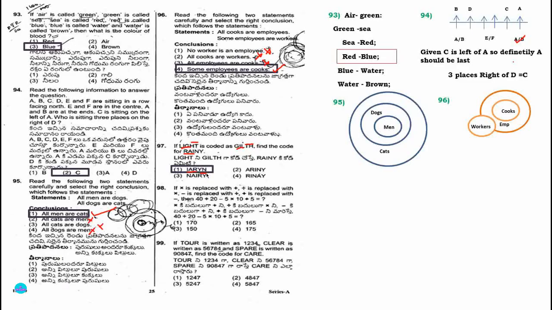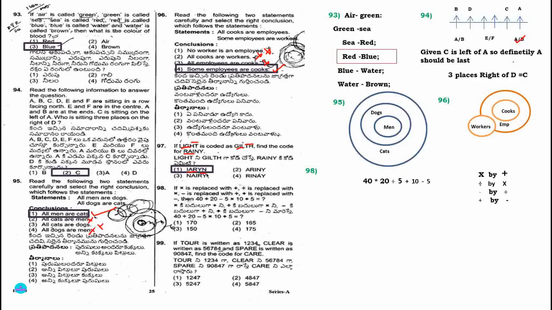Option 1. Now next, if multiplication symbol is represented by plus, division is replaced by multiplication, subtraction is replaced by division, and addition is replaced by subtraction, then what will be the value? So simply subtract here. Now 40, division will become multiplication. 40 into 20, subtraction will become division, so divided by 5. Next, multiplication will become plus 10. Now the last one, plus is given. Plus 5.